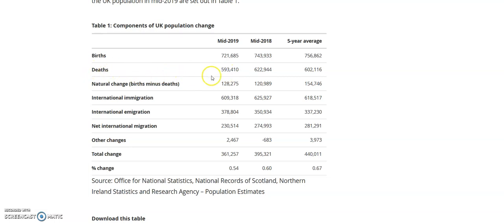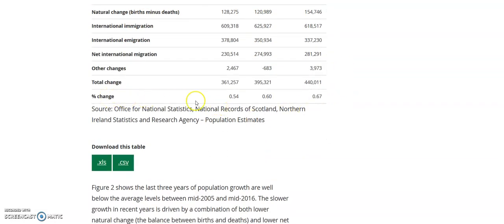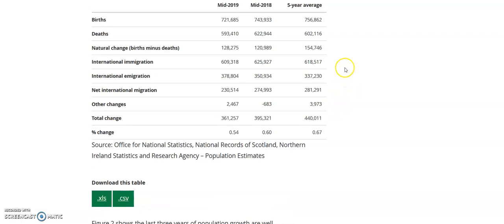We have 593,410, which is lower than in 2018, and also lower than the 5-year average. We have also other information about immigration, and also the calculated percentage change in population.